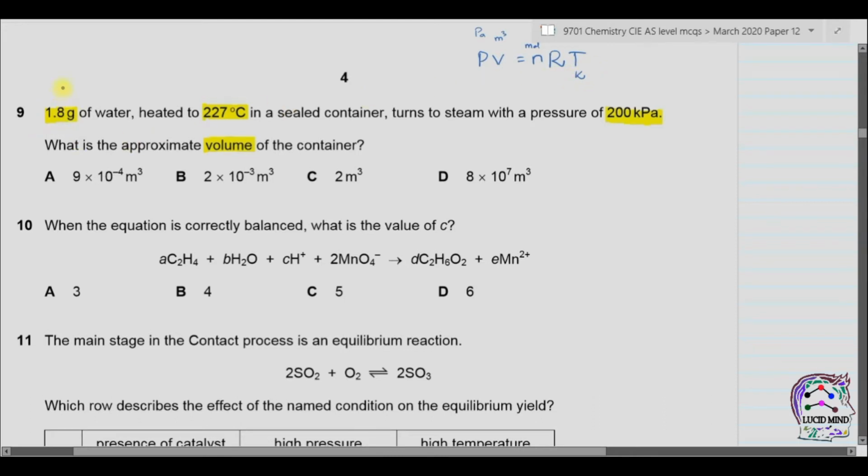So first, finding the number of moles. 1.8 grams of water means 1.8 divided by the molar mass of water, which is 18, so it is 0.1 moles. 227 degrees centigrade is the temperature, so converting this into Kelvin, we have 227 plus 273, and it is equal to 500 Kelvin. Pressure is 200 kilopascals, so we can also write it as 200 times 10 to the power 3 pascals.